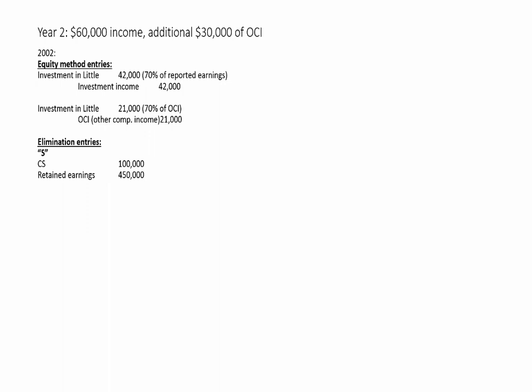Next, for our elimination entries. Again, the S entry, as always, we eliminate the beginning of year common stock and retained earnings. Retained earnings is now up to $450,000. But in addition, we also eliminate Little's accumulated other comprehensive income. Again, accumulated other comprehensive income is an equity account, and we always eliminate the subsidiary's beginning of year equity accounts. So that account is going to be eliminated just like any other.